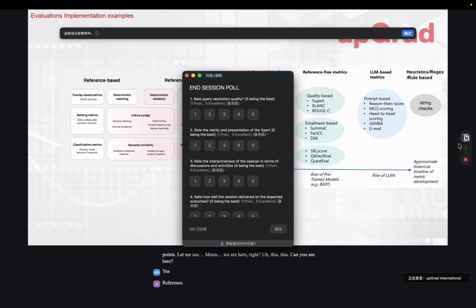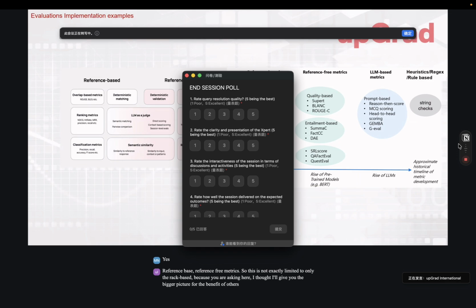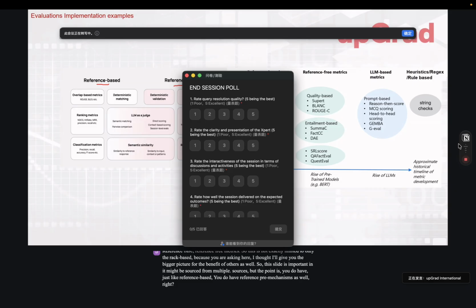Reference-based, reference-free metrics. So this is not exactly limited to only the RAG base, because you are asking here. I thought I'll give you a bigger picture for the benefit of others as well. This slide might be sourced from multiple sources, but the point is that just like reference-based, you do have reference-free mechanisms as well, right? Reference-based means wherever there is a ground truth, then you can think of it.